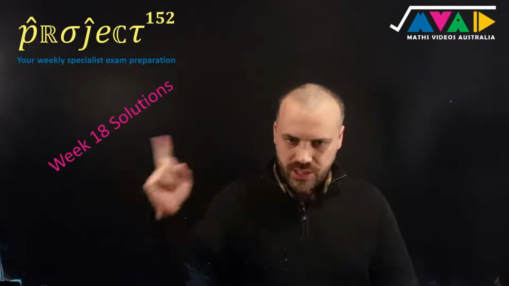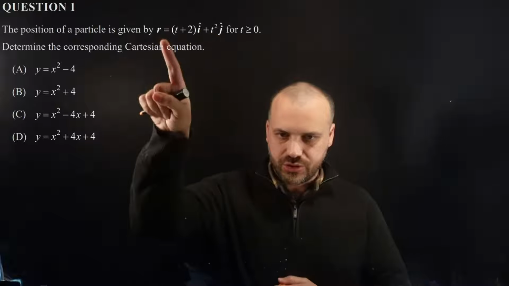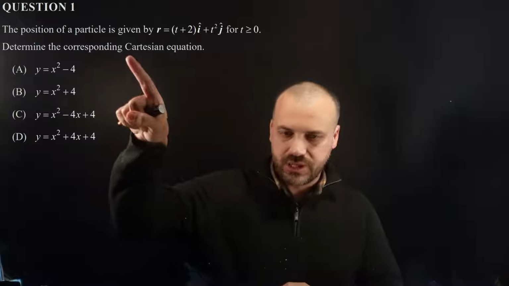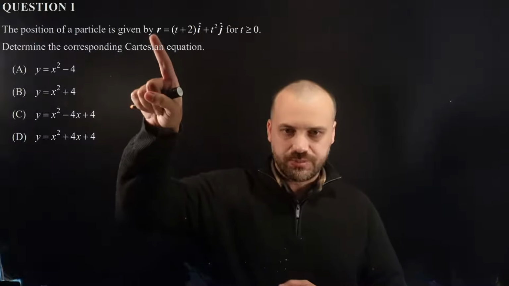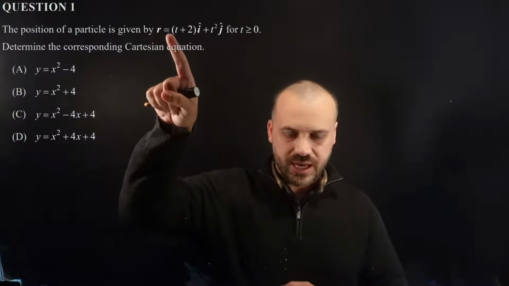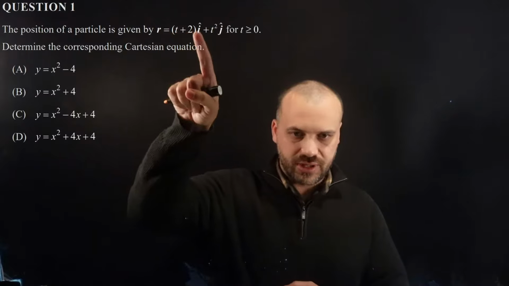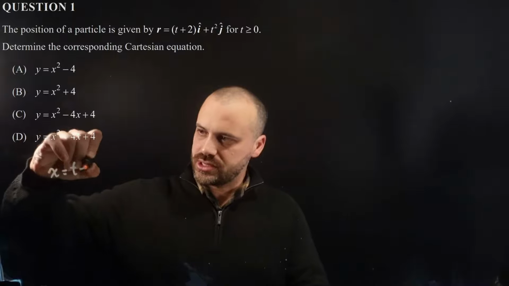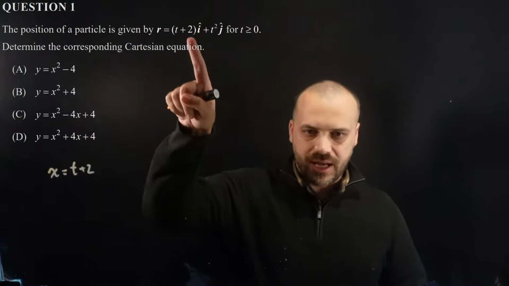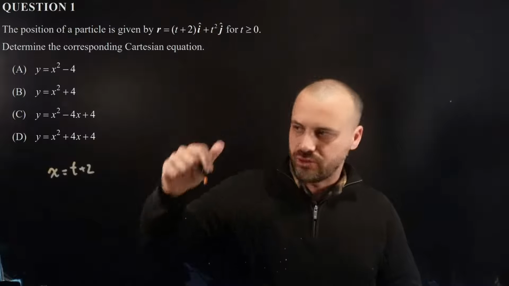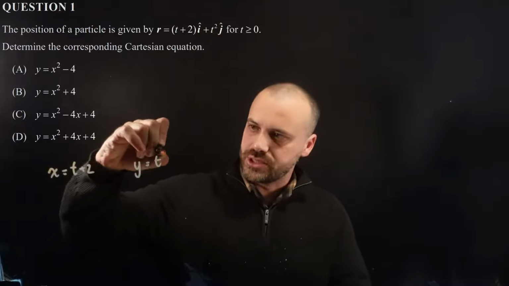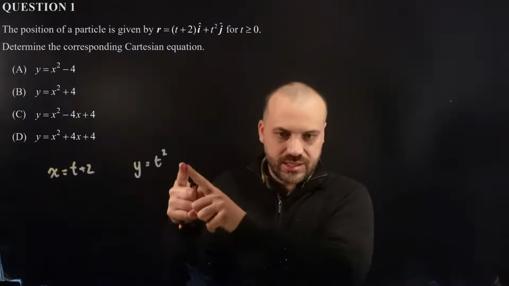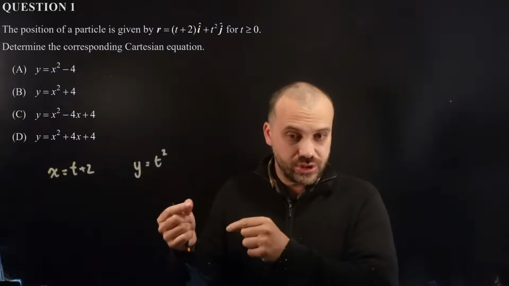Let's go! So we have a vector equation here describing the displacement of a particle, and we're trying to determine the corresponding Cartesian equation. So this particle is moving through space and its x-coordinate is given here, t plus 2. So I'll write that down. The x-coordinate is t plus 2 and the y-coordinate is given right here, y equals t squared. And the goal here is to get these equations into one Cartesian equation.